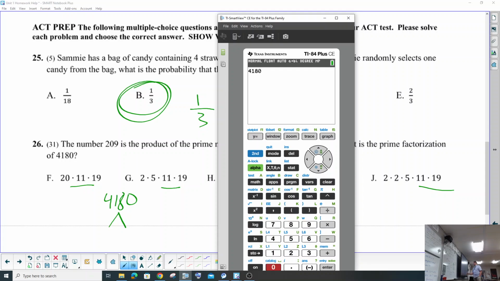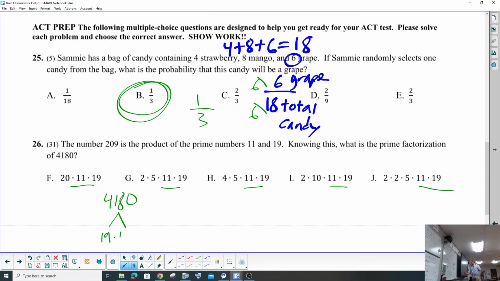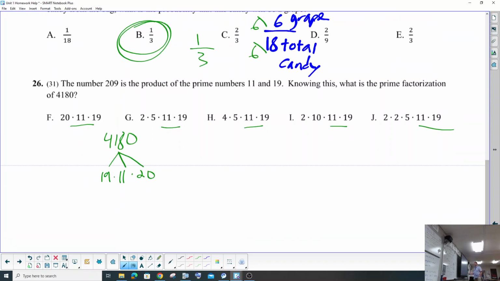So 4180, we're going to divide out the 19. Okay, what else do we have left? Divide out the 11. And so we're down to 20. So then we have 19 times 11 and 20. And now you just need to see what 20 factors into, right? I want you to break it down as much as possible, and then you'll get your right answer. So break down 20 as much as possible.